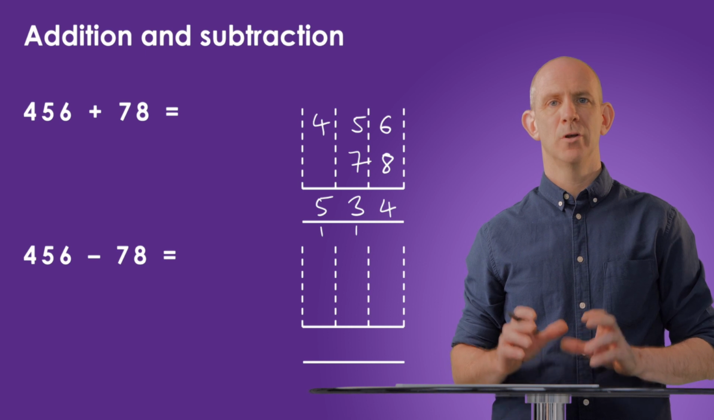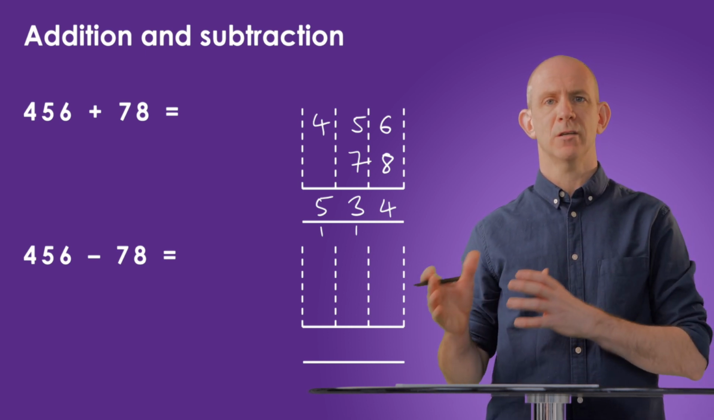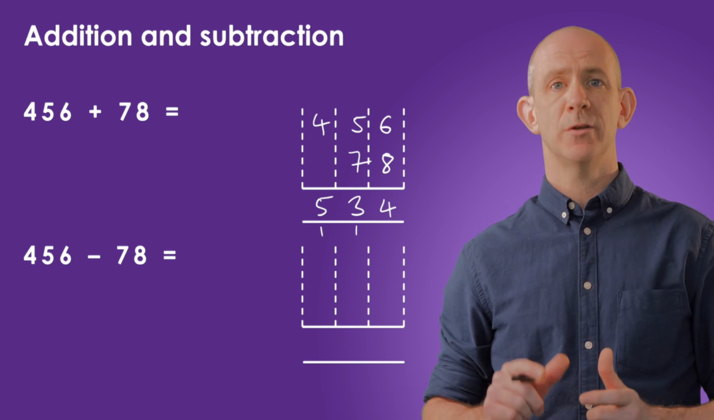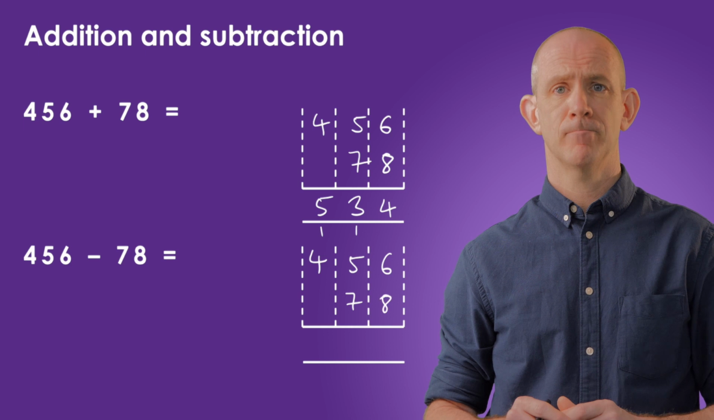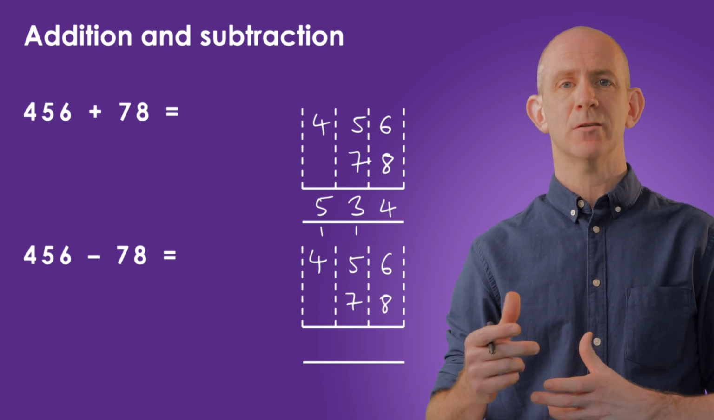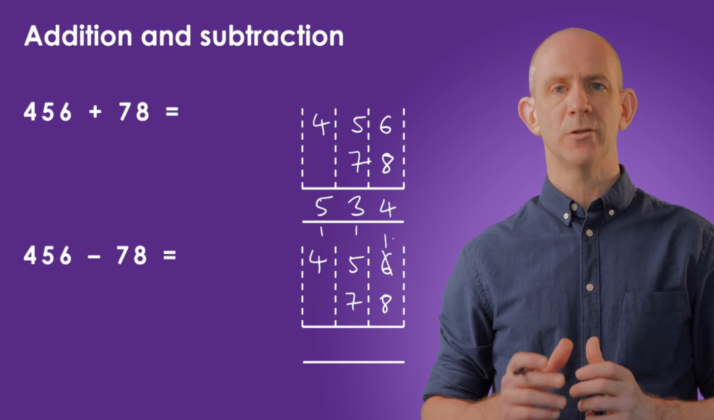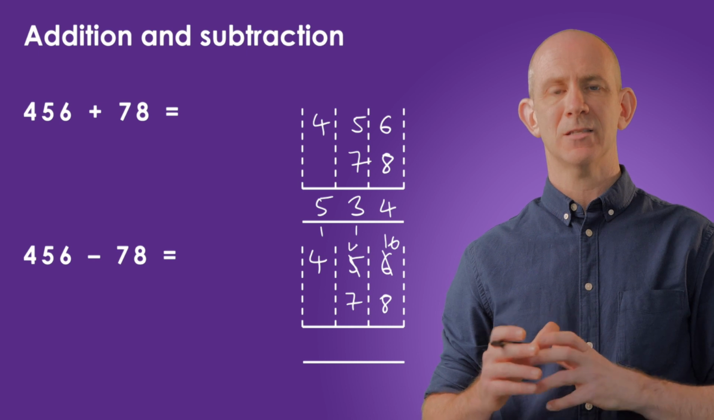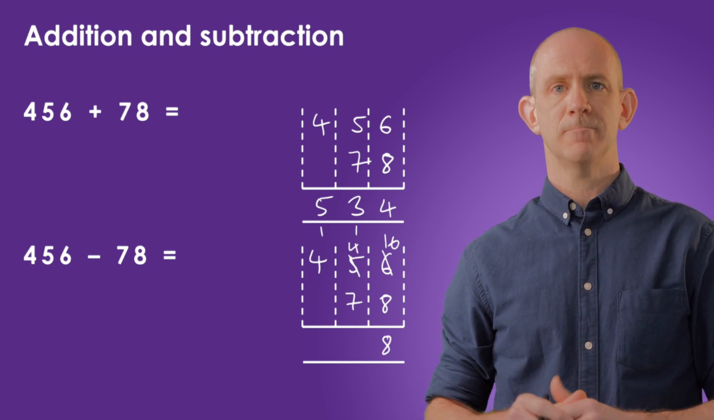In the next example, we're subtracting with the same numbers, 456 subtracting 78. So in this one, 456 take away 78. So we'll write it like this. Now we can't take 8 away from 6, so we're going to borrow from the next column over to the left. So we'll make the 5 into a 4, and we'll make the 6 into 16. 16 take away the 8 would give us 8.